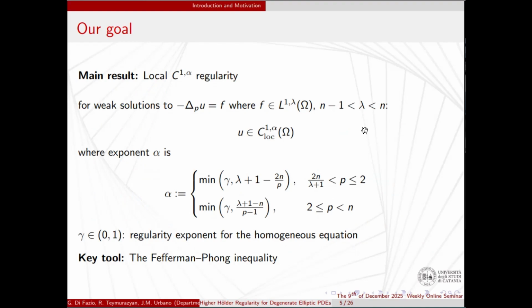If we have a right-hand side in Morrey space, where you see the exponent lambda is very close to the end of the scale, very close to n, then you get C^{1,α} log regularity, and the exponent alpha that you see in the result is strictly connected to all the relevant parameters that are present in the problem. Especially, this is connected to the number lambda.